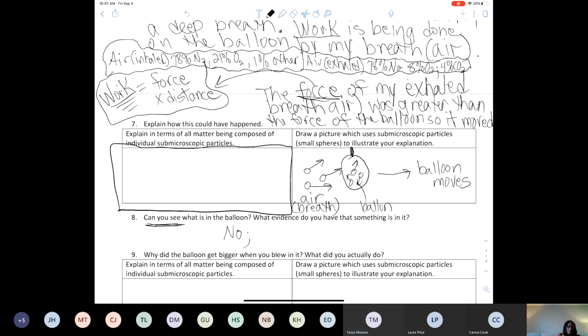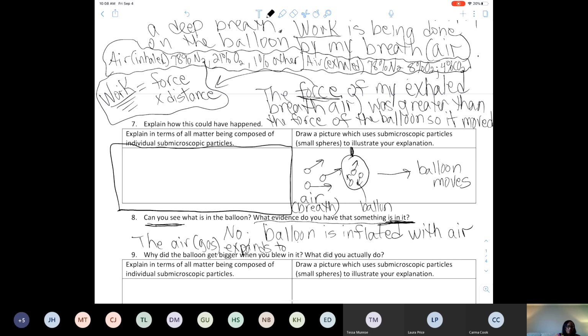Right. And so what evidence do we have that air is in it? Well, the balloon is inflated, right? The balloon's not flat. So it is inflated. So that's some evidence that there is something in the balloon. Even though we can't see the air, we know that the air is in that balloon because of the inflation of the balloon. And so the air, which is a gas, expands to fill the balloon. And that's why the balloon is inflated and taking on that round circular shape, because of the expansion of that air from my breath that I used to blow the balloon up.